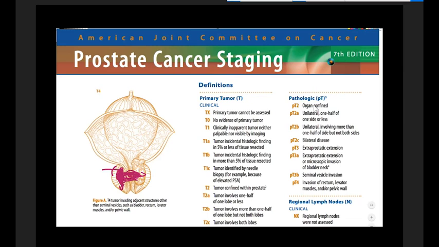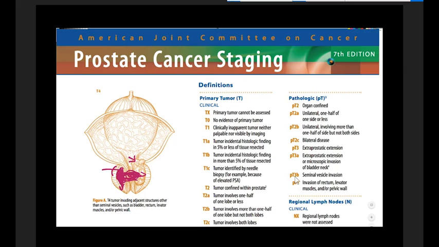Extraprostatic extension, PT3. We've got PT3A, extraprostatic extension, or microvascular invasion of the bladder neck. Now, this is macrovascular invasion, which we're good at seeing. Microvascular invasion, not so much. Now, in patients with microvascular invasion, a positive surgical margin should be indicated by an R1 descriptor, which means residual microscopic disease. But that's a pathologic designation only, not imaging and not clinical.